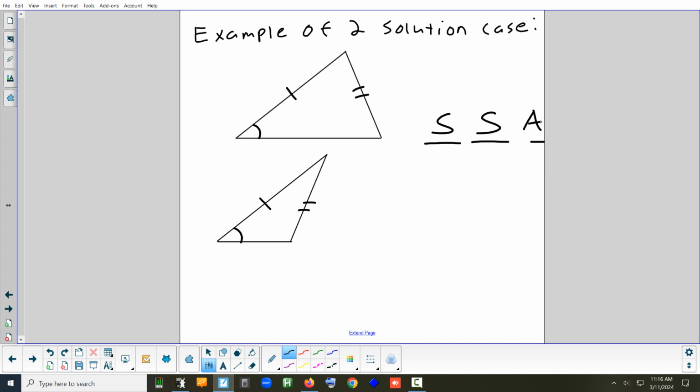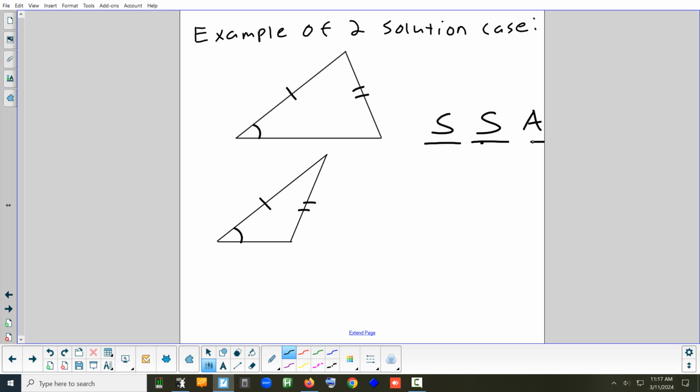Okay, any question on that? Yeah? So the two sides are equal, the angle is equal. But what does that prove? It's showing you that if I ask you to draw a triangle with two sides and an angle congruent, you can potentially draw two different triangles some of the time.